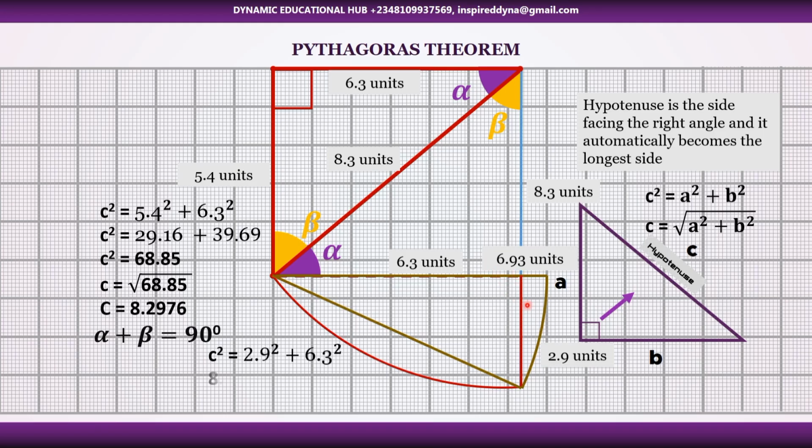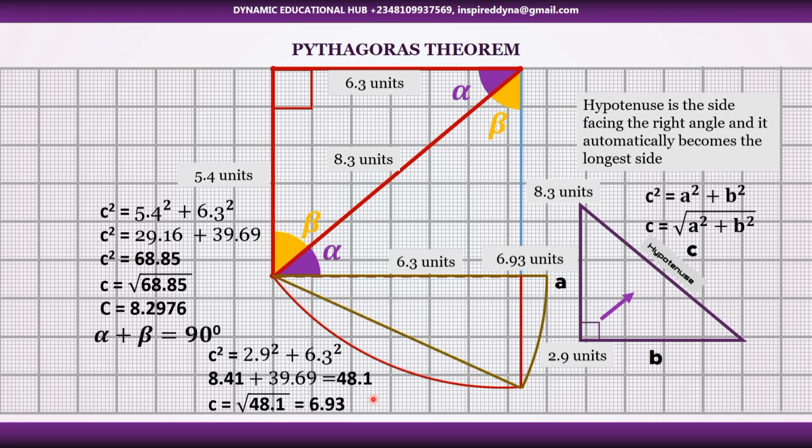So let's verify that. C squared will be 2.9 squared plus 6.3 squared, and that will give us 8.41 plus 39.69, which equals 48.1, and C will be the square root of 48.1, which is 6.93.